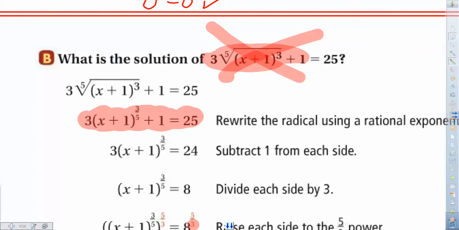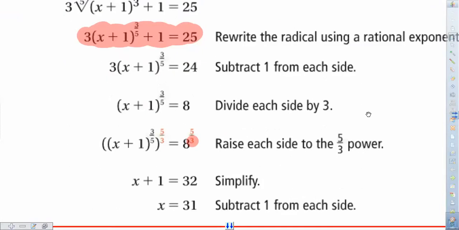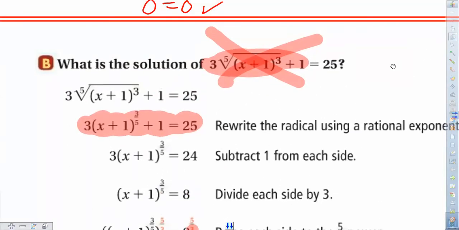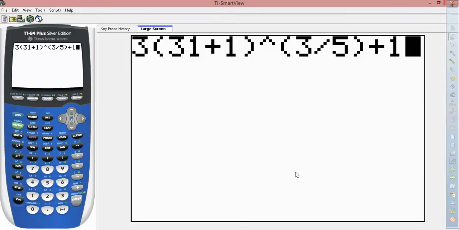That way you can just use your calculator. What was the correct answer again? It was 31, right? We need an answer of 25. So let's go to our calculator. I'll skip over the typing in part. Alright, so take a look. Did I type that in there right? 3 times (x plus 1) raised to the 3/5 power.